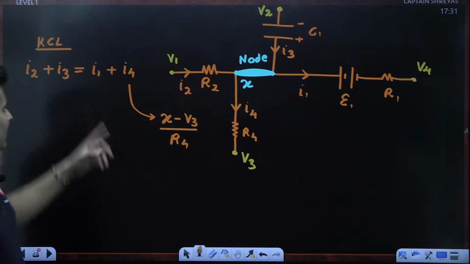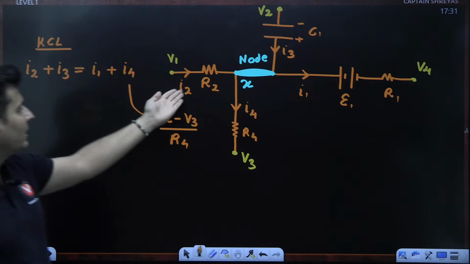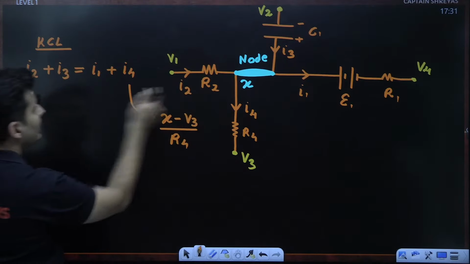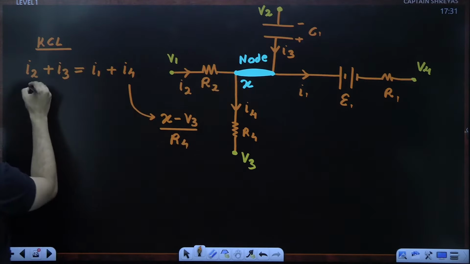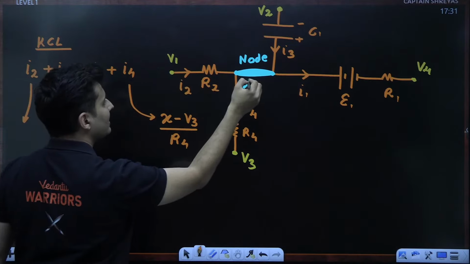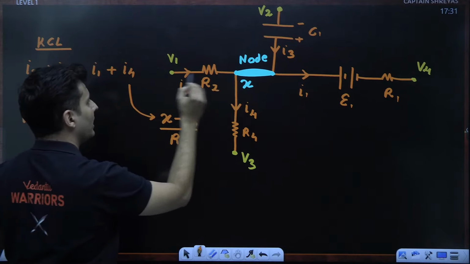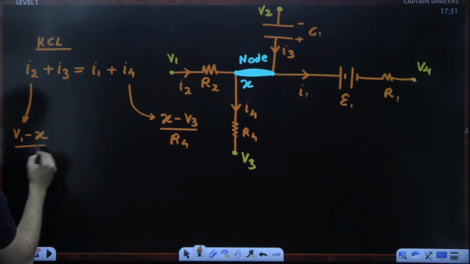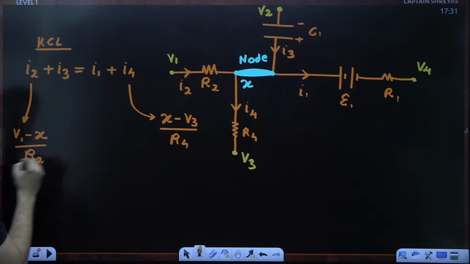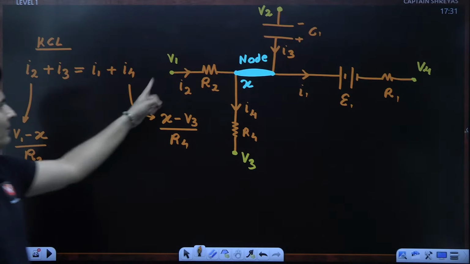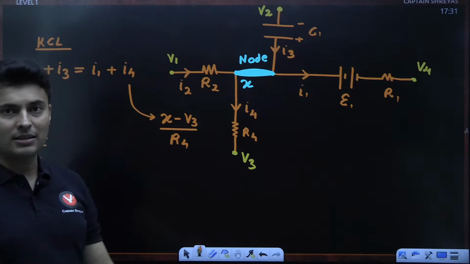Similarly, if I want to write down the value of I2, what is I2 going to be? I2 is voltage by resistance. So what is that voltage? Think about it. Is it X minus V1 or V1 minus X? Always high minus low. Current goes from high to low. So it will be nothing but V1 minus X divided by the resistance, which is basically R2. So that is what I2 would be. V1 minus X divided by resistance.